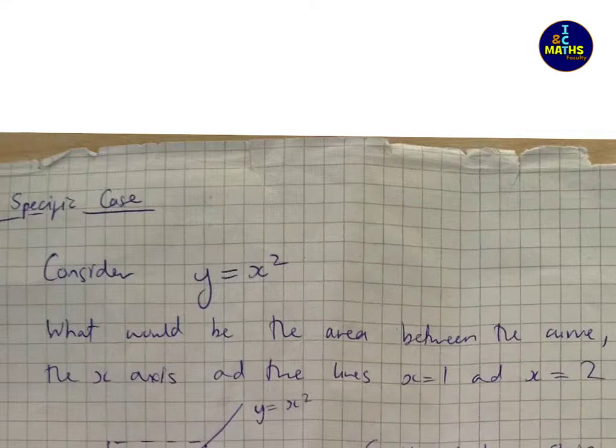Okay, so here's the question. It's saying I'm thinking about y is x squared. What will be the area between the curve, the x-axis, and these lines here? And these are vertical lines, x equals 1 and x equals 2.